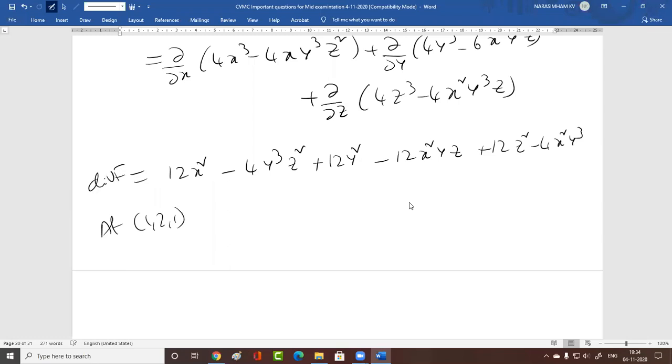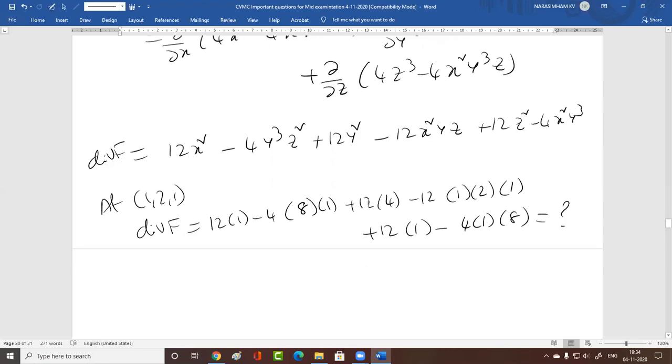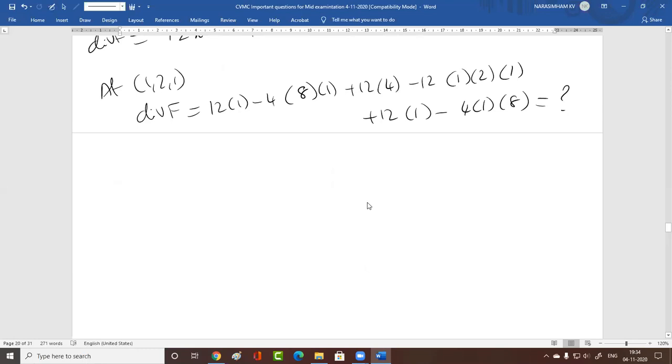Divergence of f equals 12 into 1, minus 4 into y cube, which is 8, z plus 12 into 4 minus 12 into x square, which is 1, y is 2, z is 1, plus 12 into z square, which is 1. My 4 into x square is 1, z cube is 8. Find the numerical value, you will get the value. In a similar way, we will find curl f.